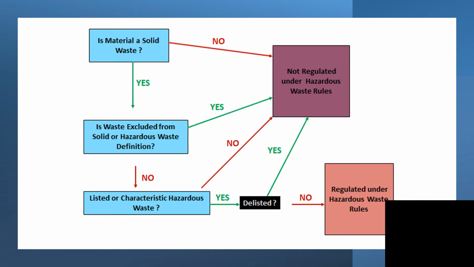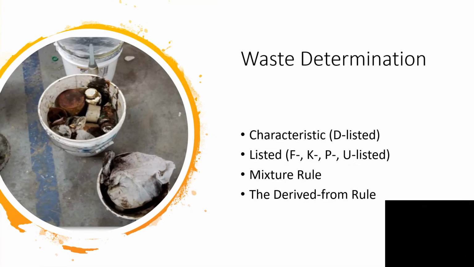Next, are they listed or characteristic hazardous wastes? For specific waste determination, we will cover four categories: characteristic or D, listed under F, K, P, and U, the mixture rule, and the derived-from rule.